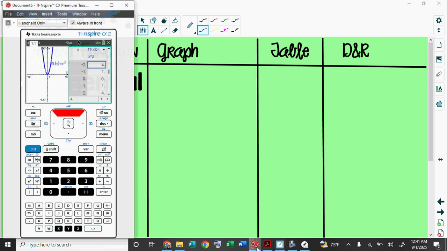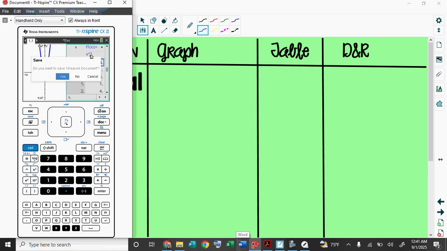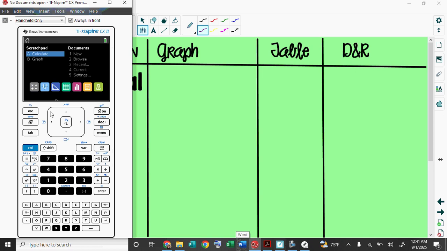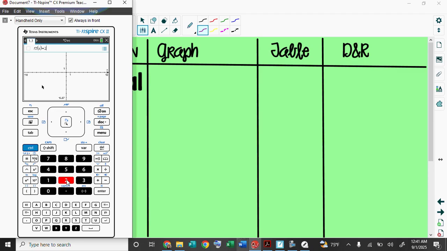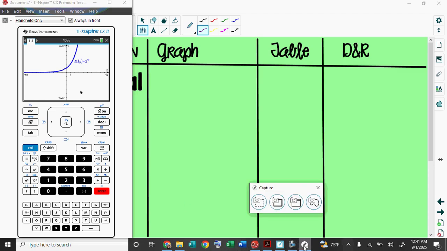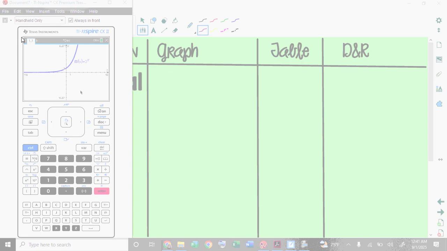So we're going to go to our calculator, and we are going to get a graph and put 2 to the x, so 2 and then caret x, enter, and it looks like this. So we're going to sketch our graph.